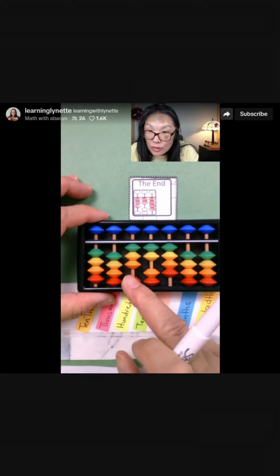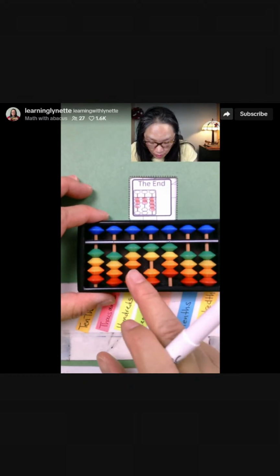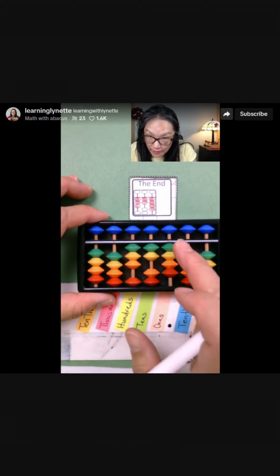So what we're going to do is look at our abacus. We have 300, 1, 2, 3. And then we have 2, 1, 2. And then 4, 1, 2, 3, 4. That's it. So we have 324. That's what the number is.